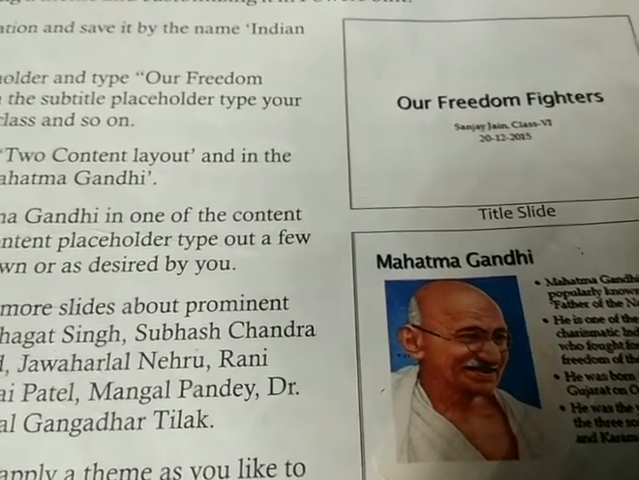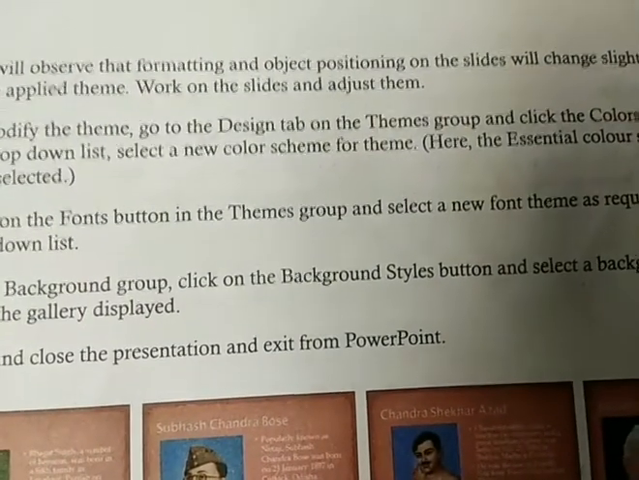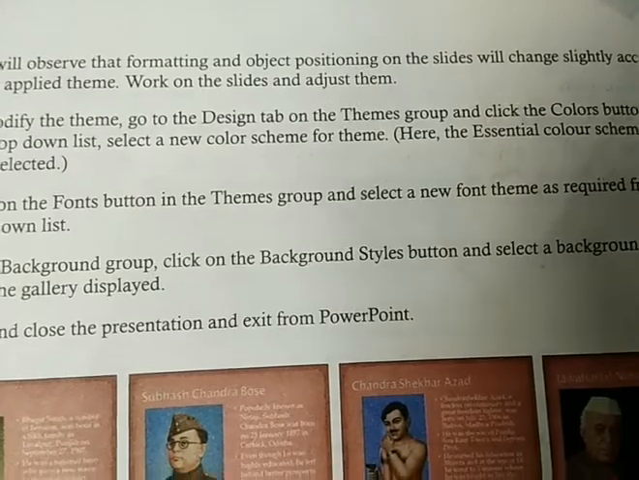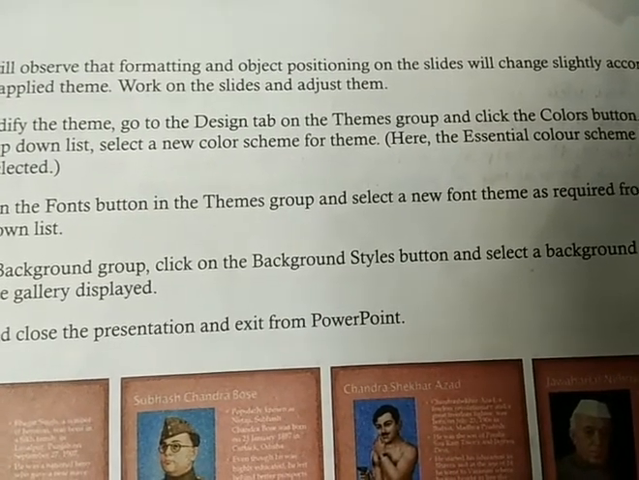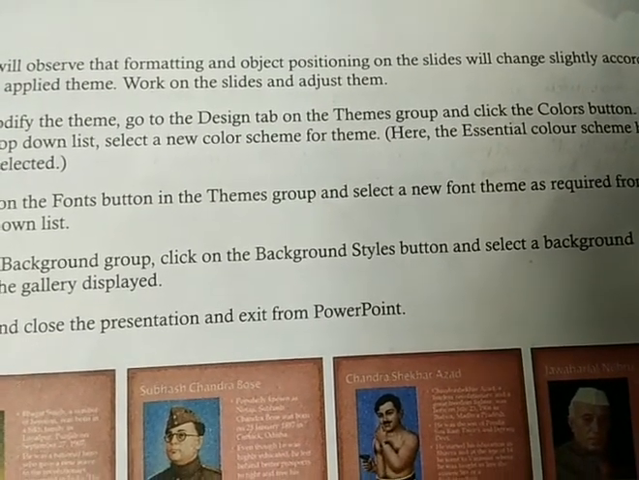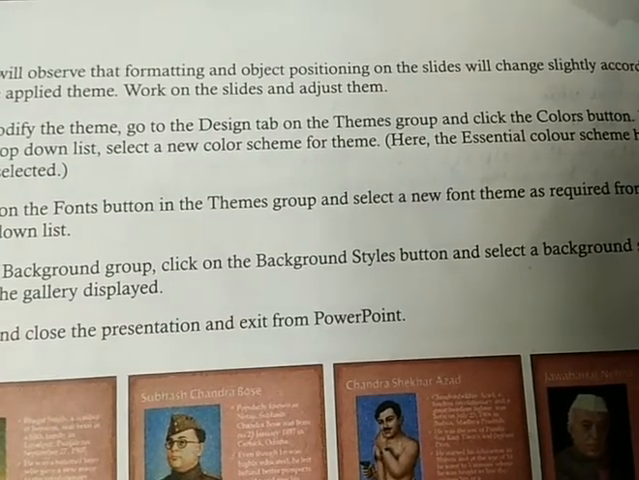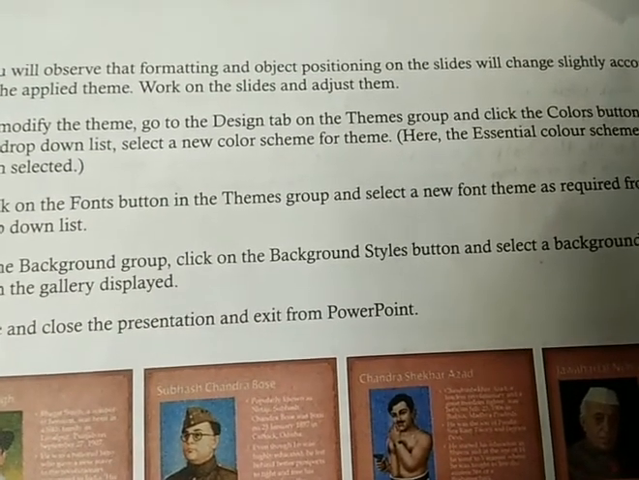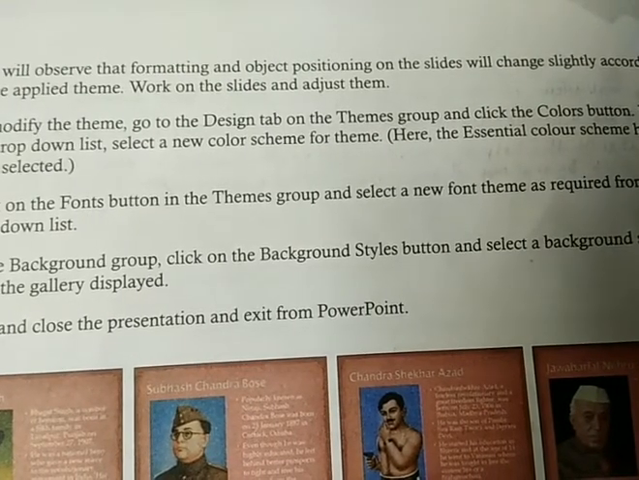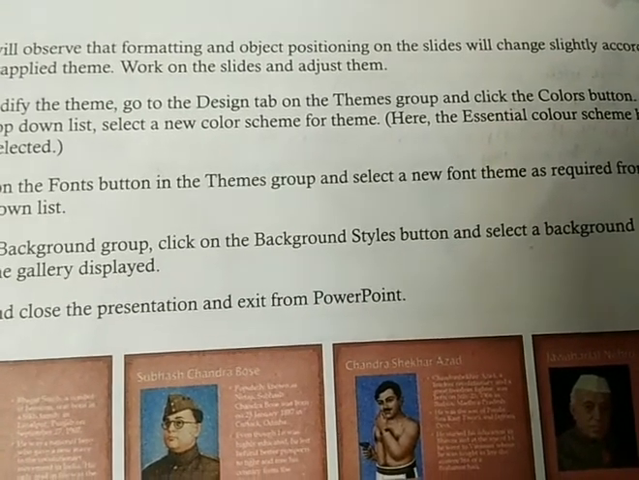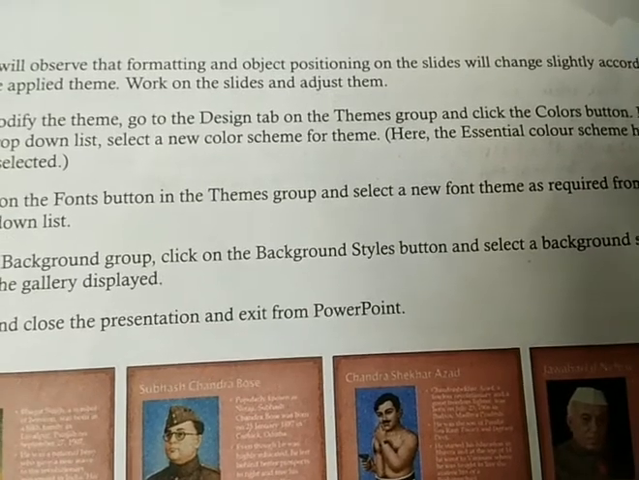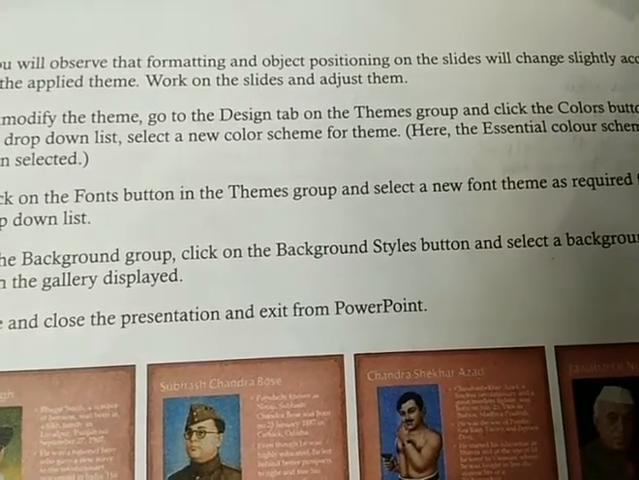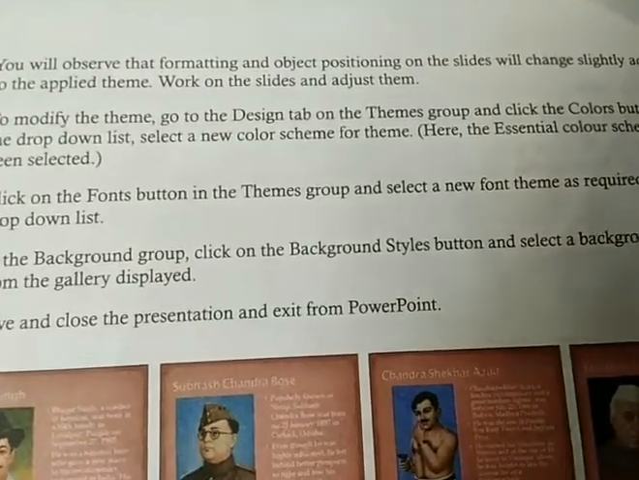Okay students. Then next, seventh, you will observe that formatting and object positioning on the slide will change slightly according to the applied theme, and work on the slide and adjust them. Then eighth, to modify the theme, go to the Design tab, in the Themes group click the Colors button from the drop down list. Select a new color scheme for the theme. Here the Essential color scheme has been selected.